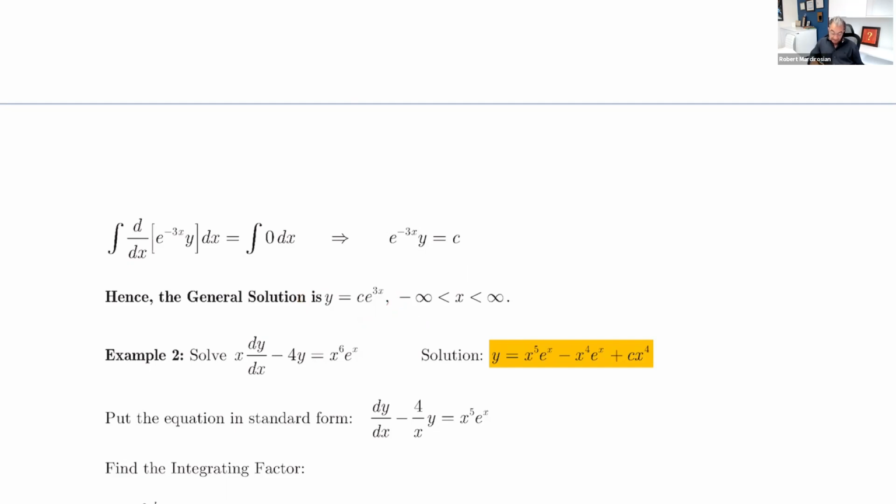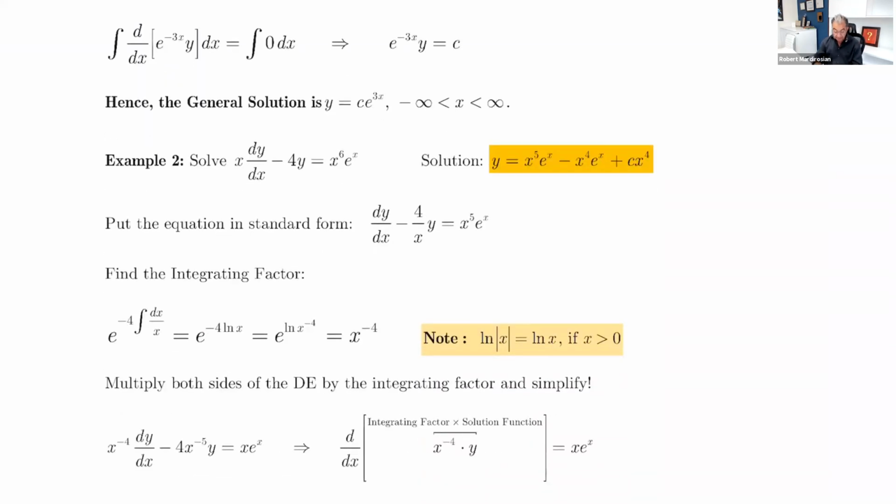Let's take a look at example number 2. We have x times dy/dx minus 4 times y equals x to the 6th e to the x. Here we notice we have that coefficient. So what we need to do is divide every single term by x first. So that becomes dy/dx minus 4 over x times y, and x to the 6th power divided by x is x to the 5th power e to the x. This is the standard form.